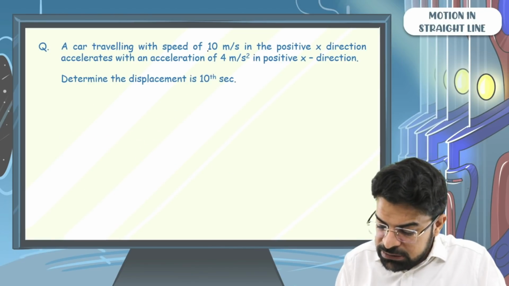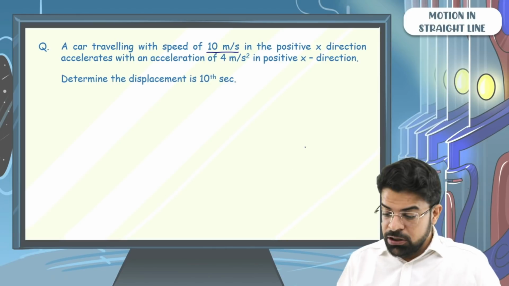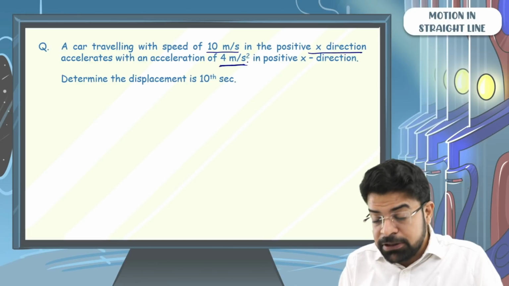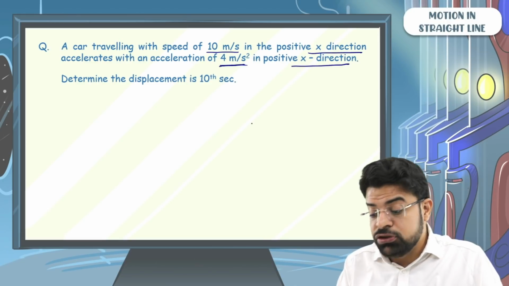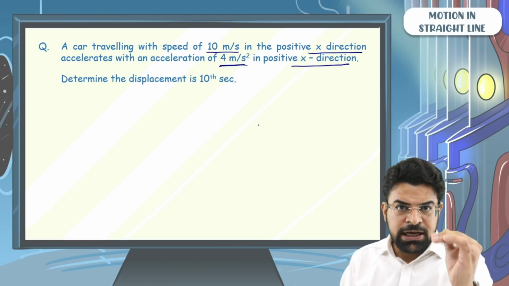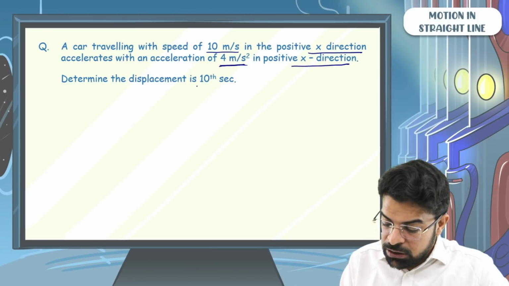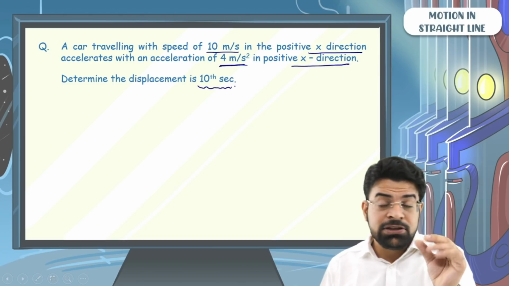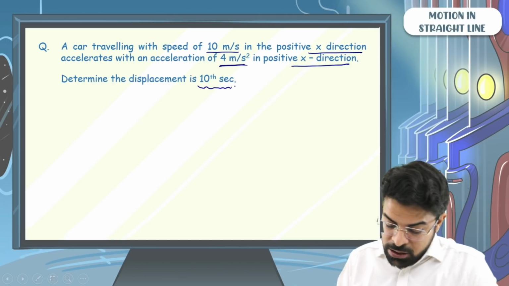A car is traveling with speed of 10 meter per second in the positive x direction with an acceleration of 4 meter per second square, also in positive x direction. So the velocity and acceleration are in same direction. Determine the displacement of the car in 10th second. It is not 10 second, it is 10th second.